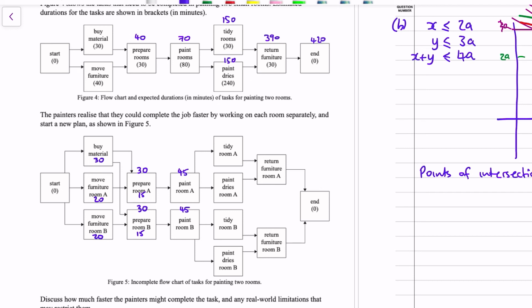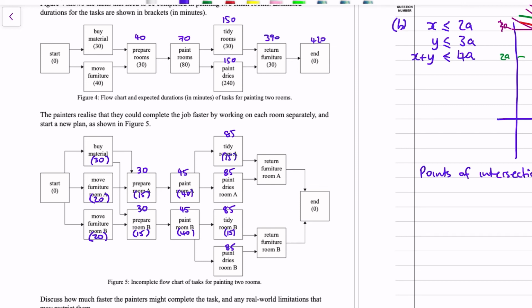Tidying room A, sorry, the painting's 80 minutes, so let's assume it's 40 minutes for each. Could put some brackets around there so that's clear the durations I'm talking about. So tidying room A could start at 85. Painting drying from room A could start at 85 once it's painted. So this one 85, this one 85. The tidying of the rooms takes 30 minutes, so we'll assume that it's 15 for each of the rooms.